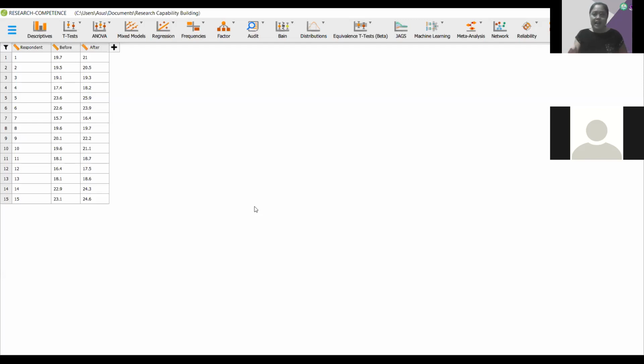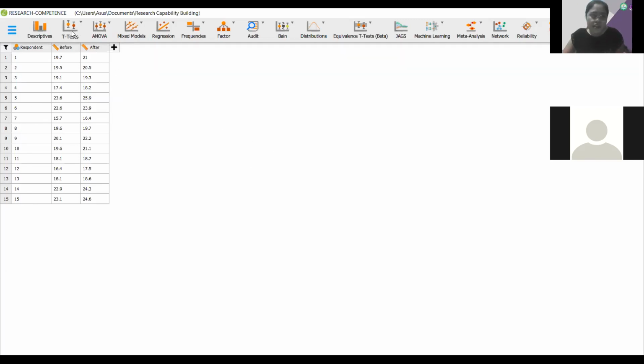Research competence. So, ayun. After that, na-import na siya. So, we have here the respondents, before and after. And then, we have to make sure na tama yung type of data. Sa respondents, hindi siya scale. This can be nominal, kasi this is just for the identification of the respondents. And then itong before and after, tama na naka-scale sila, kasi these are real numbers, their scores sa questionnaires before and after the intervention.